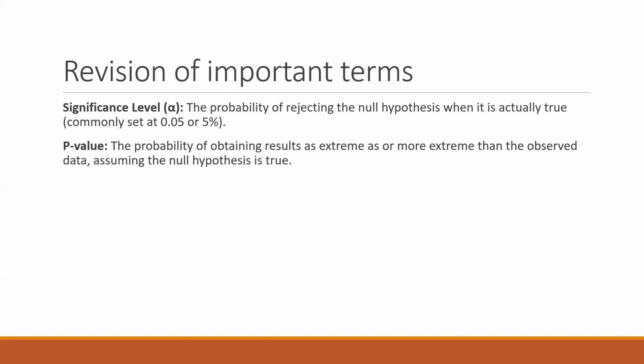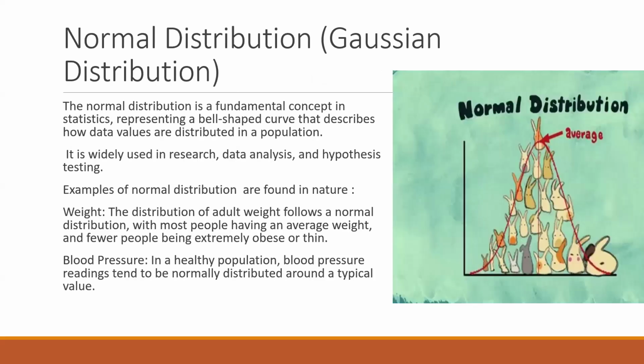So now we come to significance level, also known as alpha, which is the probability of rejecting the null hypothesis when it is actually true. It is commonly set at 0.05 or 5%. P-value is the probability of obtaining results as extreme as or more extreme than the observed data, assuming the null hypothesis is true.